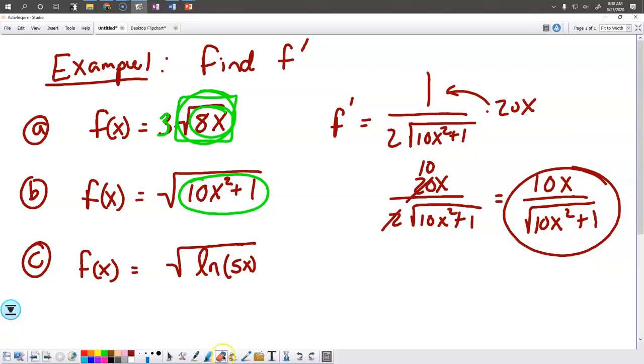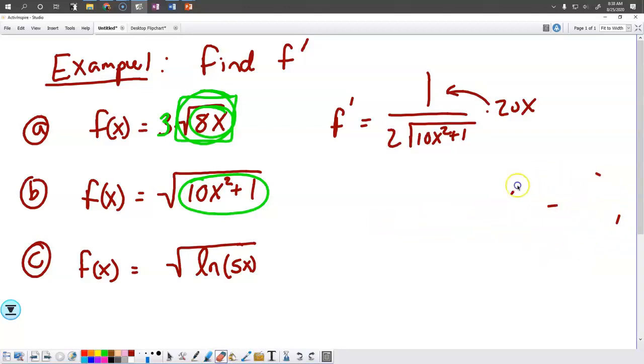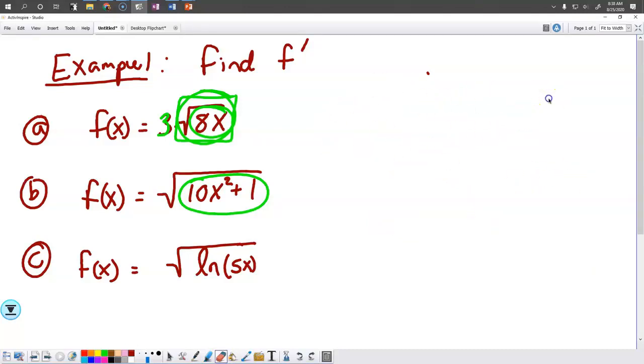Let's do another one. Now the next one is an eggshell, egg white, yolk problem. It's a double chain rule. So our yolk is 5x, and the eggshell is the square root. The egg white is the ln.